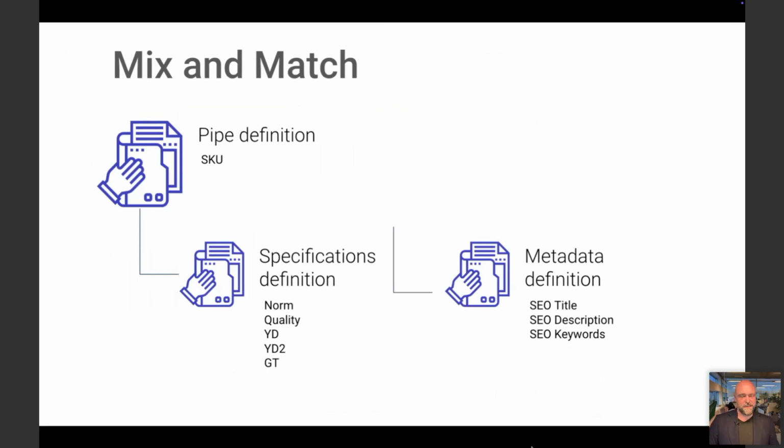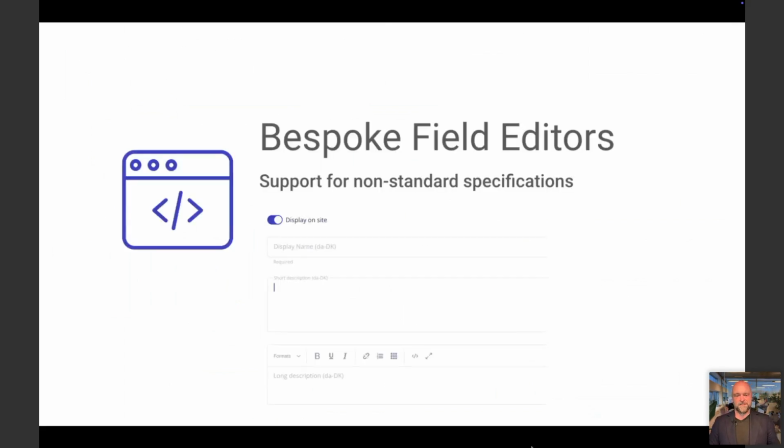In the last product update, we introduced bespoke field editors, so the ability to change these bits of UIs that you use to then edit all that data that you set up. And of course, this works for derived definitions as well. So if you have non-standard specifications and you need a certain editing experience around it, you can extend Ucommerce to do it with all new user experiences. It just works.